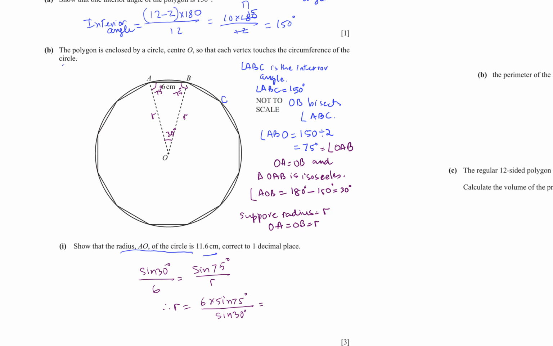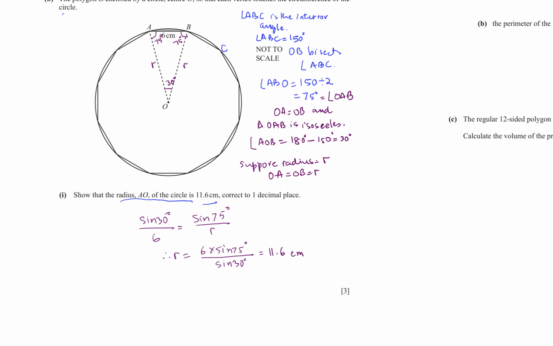So that is equal to, I will do 6 multiplied by sine 75 and then divided by sine 30, which is 0.5, so I divide by 0.5 and I get 11.59, which is 11.6, so I get 11.6 centimeters. So that's part 2 completed.